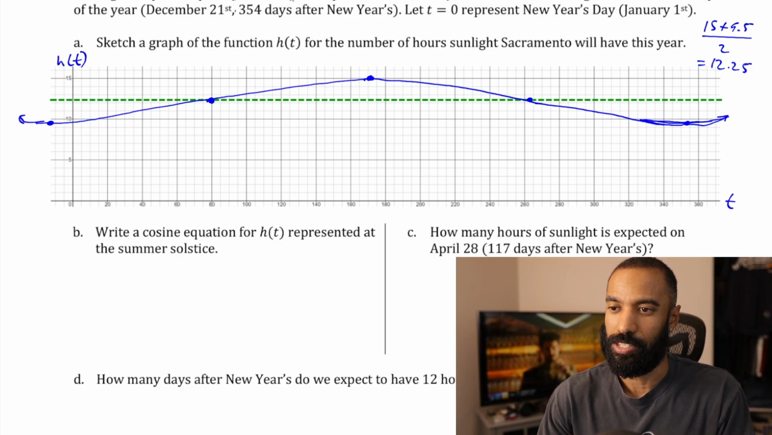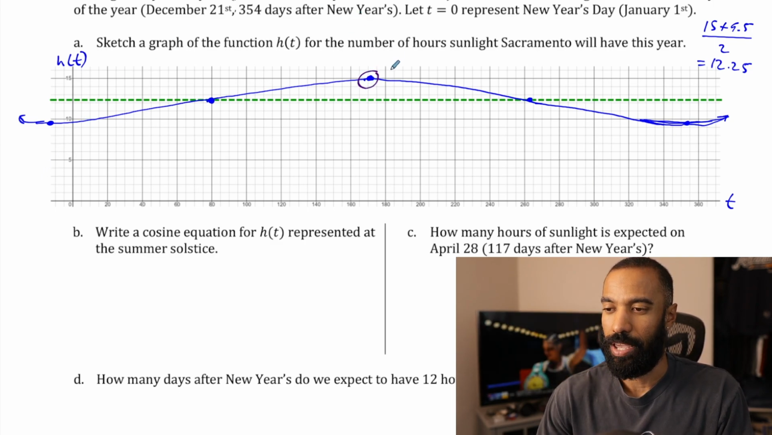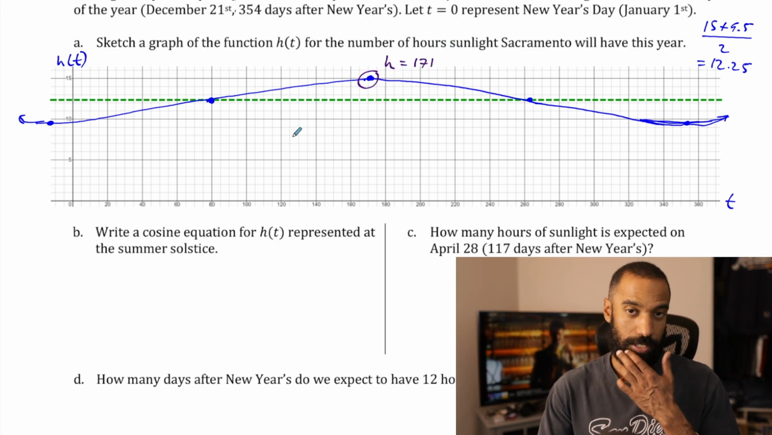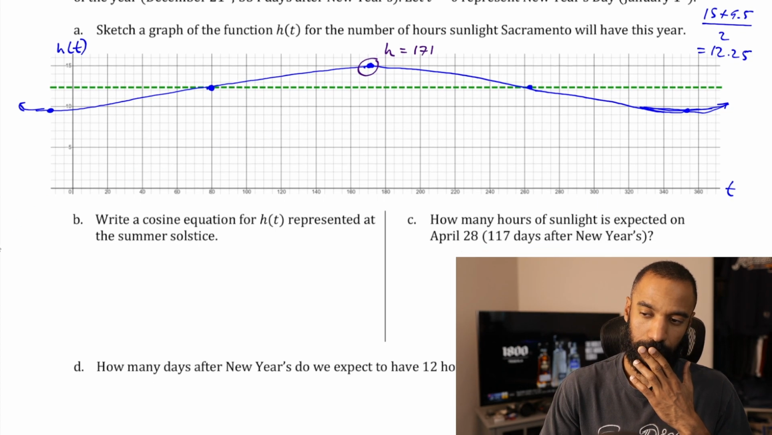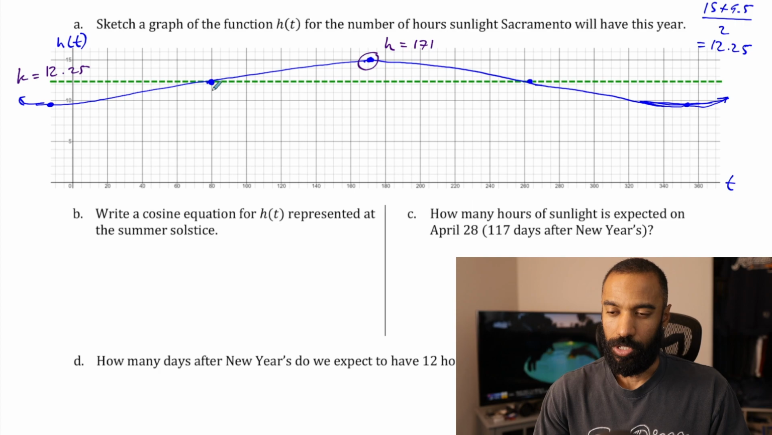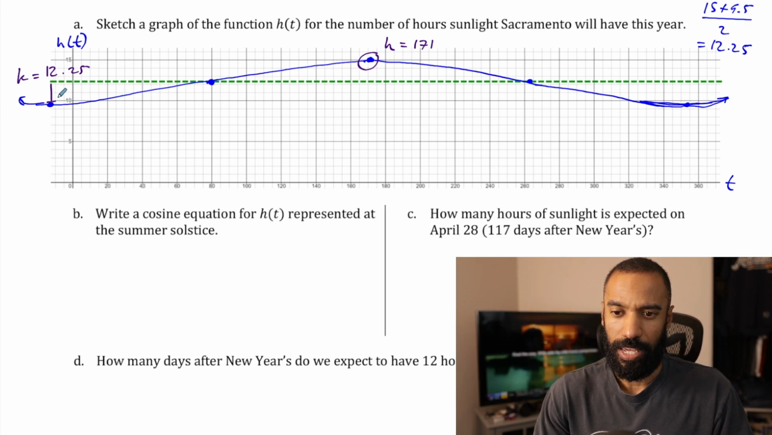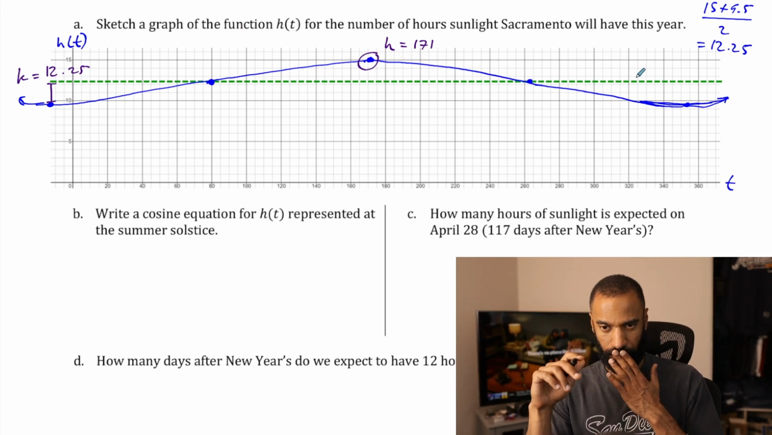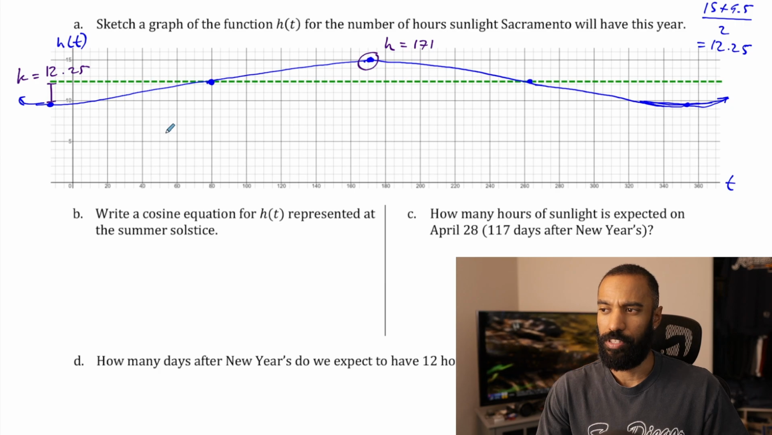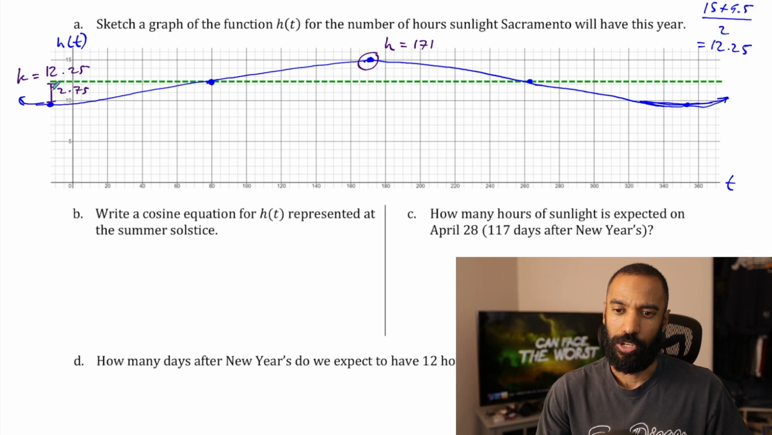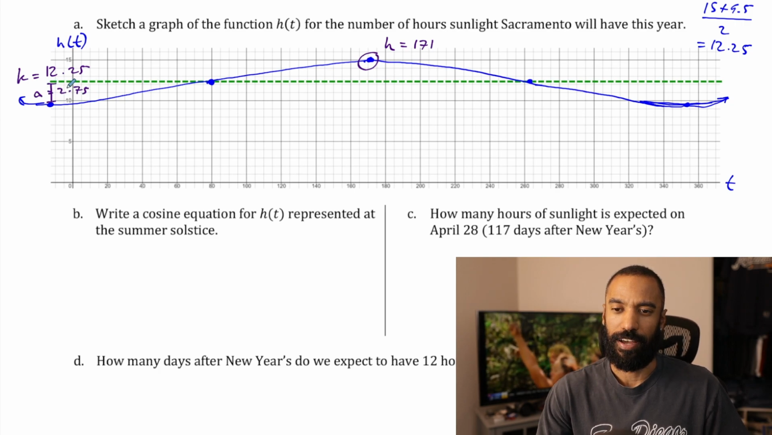The summer solstice is this value right here, where the h is 171. That's 171 days after New Year's. That's going to be the h value there. The k value is our 12.25 number right there. That is the midline. Did we find the amplitude yet? Not really. We found the distance between. But what's 15 minus 12.25? That is 2.75. So your A is 2.75.